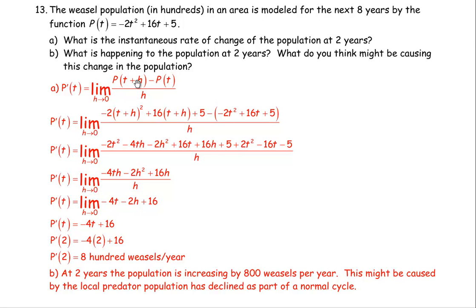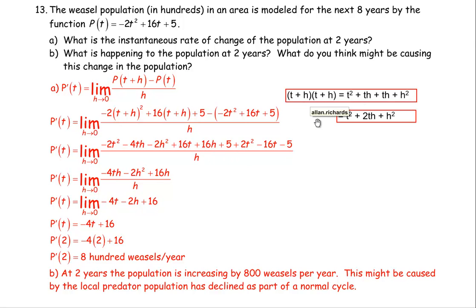So we would put t plus h in place of time here. And so that would be t plus h squared after the negative 2, and plus 16 times the t plus h plus 5. So this whole part right here is the p of t plus h minus p of t. Well, this is p of t here. So that's why that's minus, and this is the p of t function. So similar to above, when you square the t plus h, it looks like this.